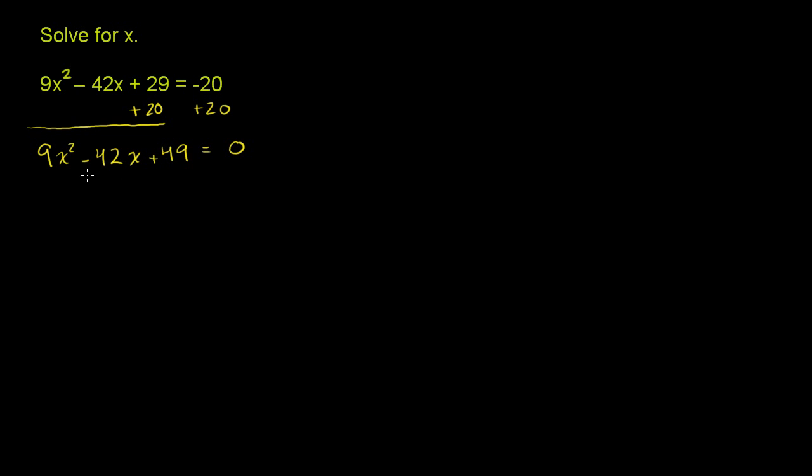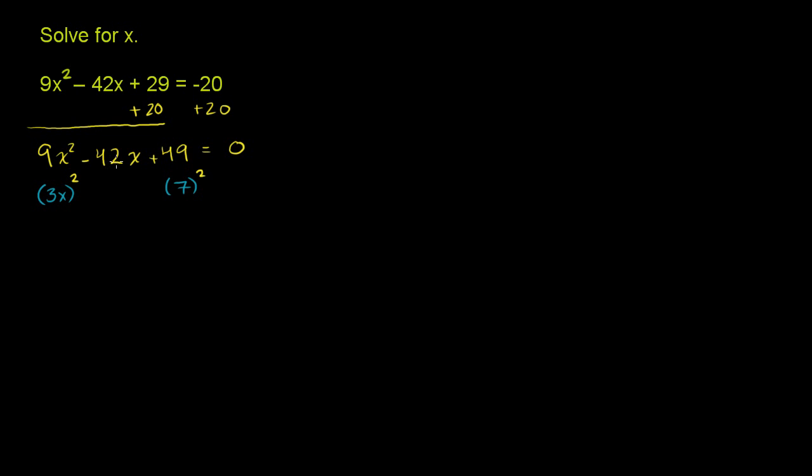Now, we could factor it by grouping, but something might immediately pop out at you. When you see numbers like 9 and 49, those are perfect squares. So maybe this whole expression is the perfect square of some binomial. So let's think about it a little bit. 9x squared is 3x squared. And 49 is 7 squared. Or negative 7 squared.